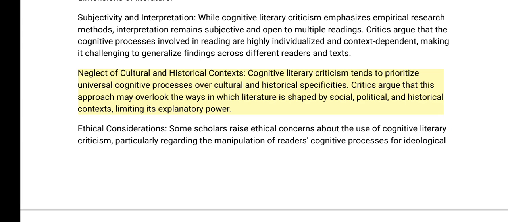Neglect of cultural and historical contexts. Cognitive literary criticism tends to prioritize universal cognitive processes over cultural and historical specificities. Critics argue that this approach may overlook the ways in which literature is shaped by social, political, and historical contexts, limiting its explanatory power.